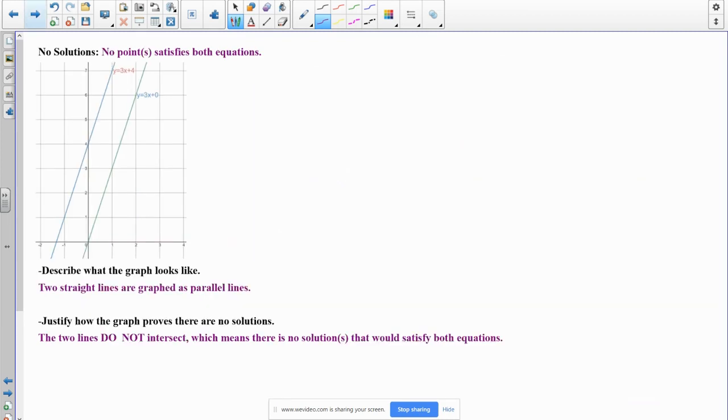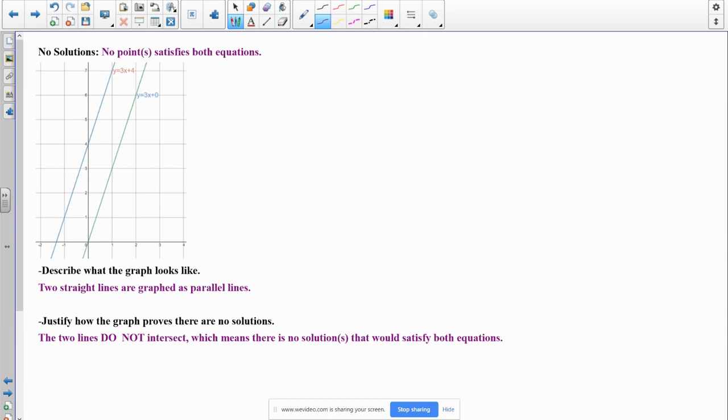Okay, let's look at no solutions. No solutions means there are no points that satisfy both equations. When you look at this, you will notice you see two parallel lines. I have two equations here: y equals 3x plus 4, which is the blue line, and y equals 3x plus 0. The first question is, describe what the graph looks like. Well, I notice there are two straight lines graphed, and I can tell they're parallel lines. They are never going to intersect with each other.